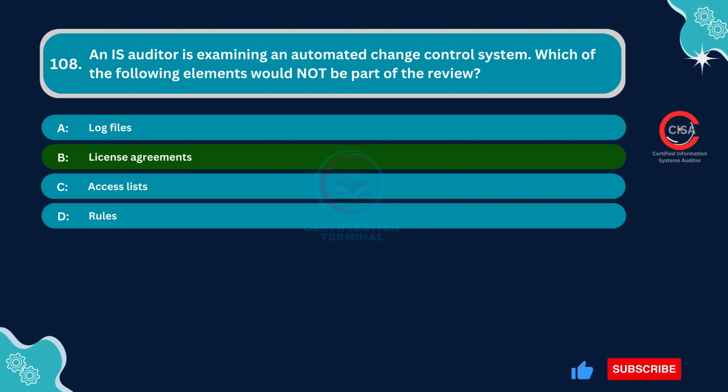An automated change control system manages the process for approving, implementing, and documenting IT infrastructure changes. An IS auditor's primary focus during the review would be on the effectiveness of the system in controlling changes and mitigating risks. License agreements, while important for software or hardware usage rights, are not directly relevant to the core functionality and effectiveness of the change control process.